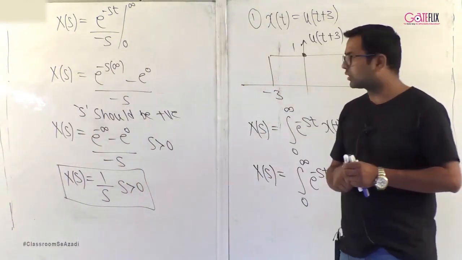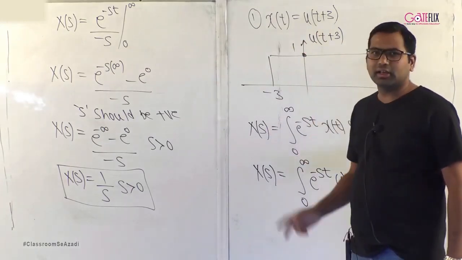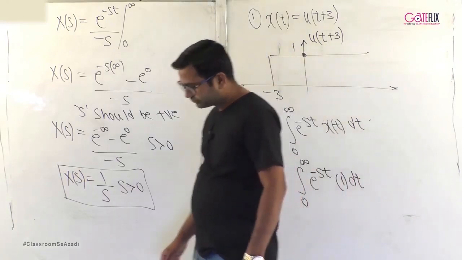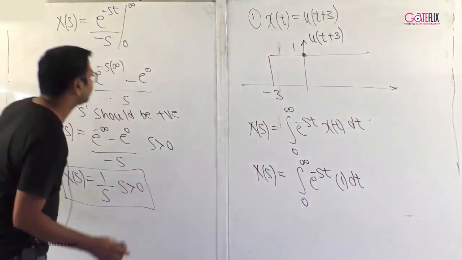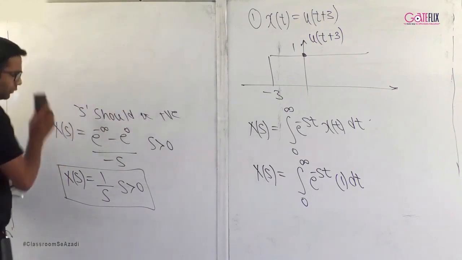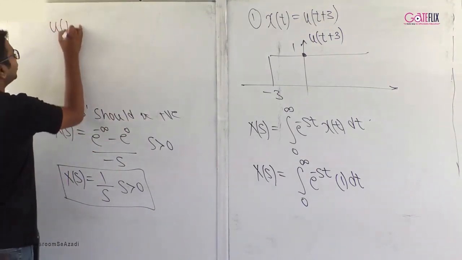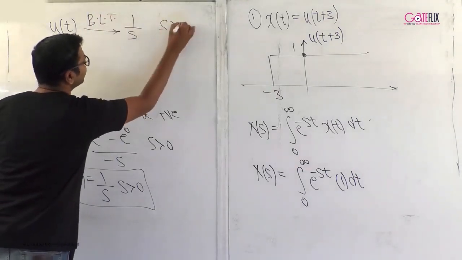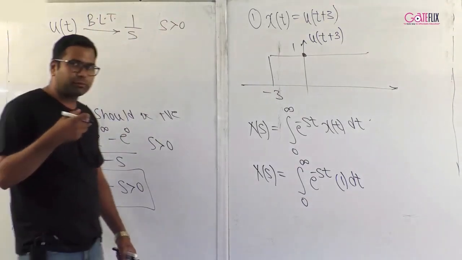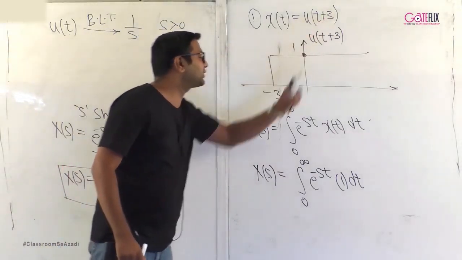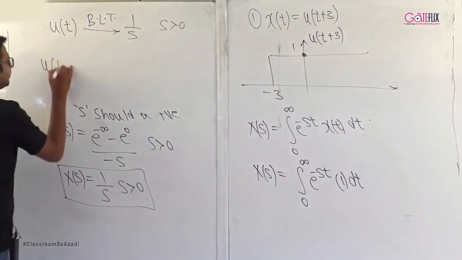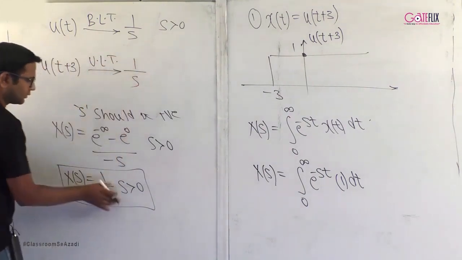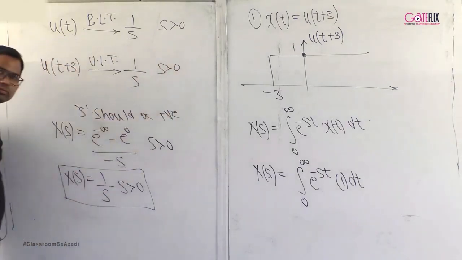Thus, the Laplace transform of u of t plus 3 is same as the Laplace transform of unit step u of t. Therefore, if I compare this, if you remember, for u of t, the bilateral Laplace transform was 1 by s, ROC was s greater than 0. But what we have proved in this case is that for u of t plus 3, the unilateral Laplace transform is 1 by s with ROC s greater than 0.